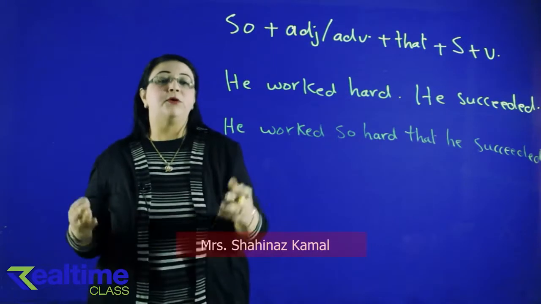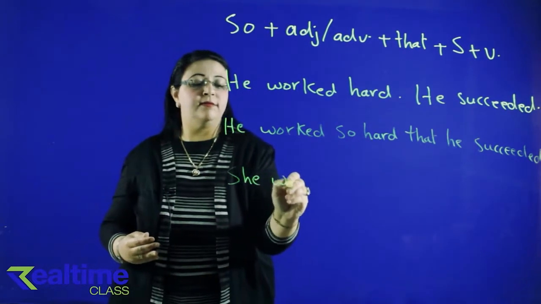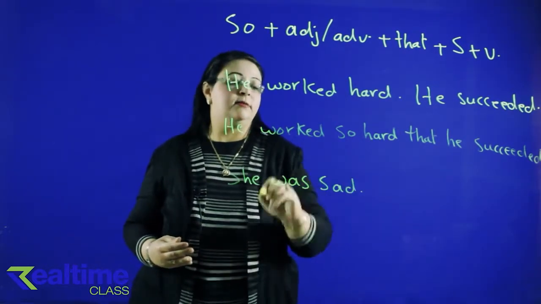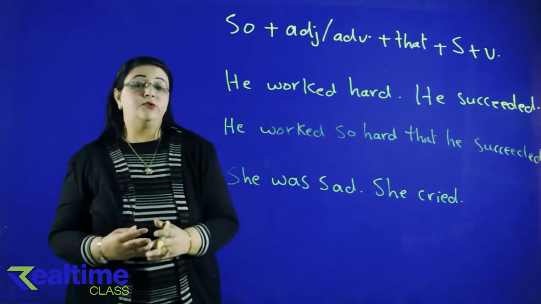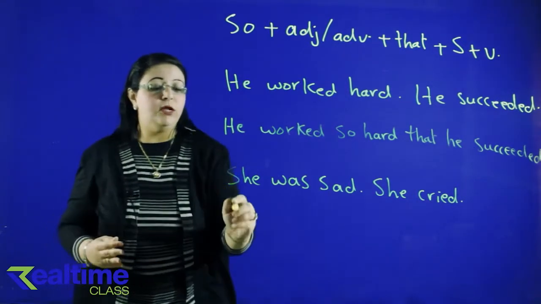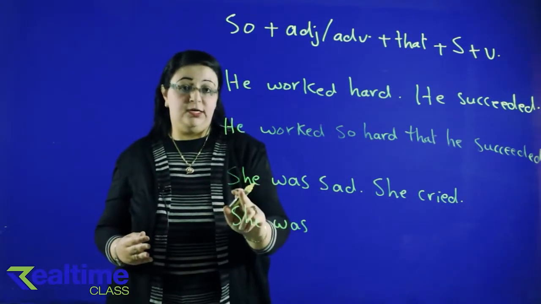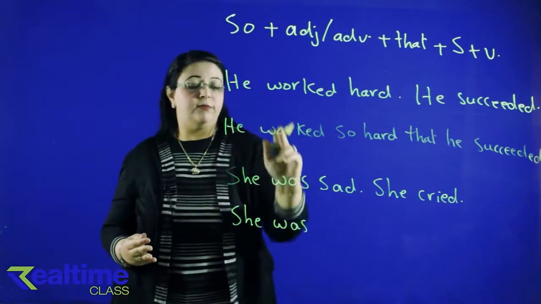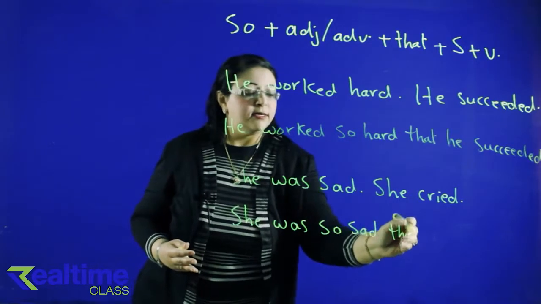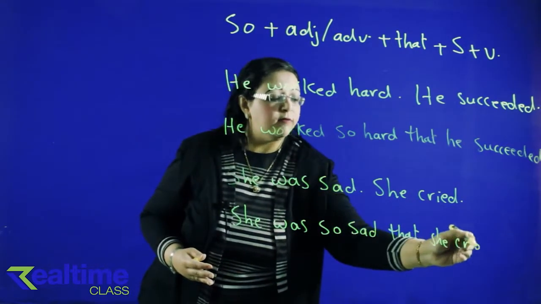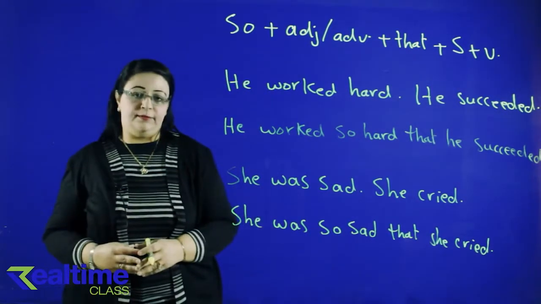This is for adverbs. What about adjectives? We follow the same rule. For example, if we say she was sad, she cried. If you want to join these two sentences to form one sentence, we follow the same rule. She was. This is an adjective because it describes she, and she is a pronoun, so sad is an adjective. We follow the same rule. We say so sad that she cried. Again, we are giving the result of the adjective. What was the result of her being so sad? It was that she cried.